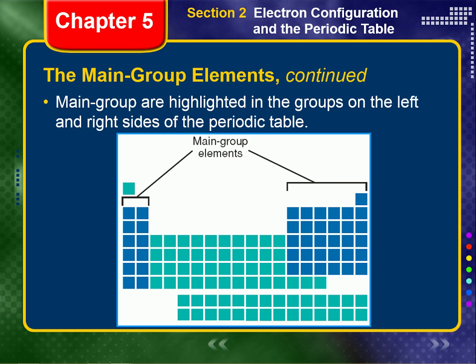So here's a diagram or a graphic representing the main groups. They're highlighted here in blue, right? And they are on the left and right side of the periodic table. So this is the S block, and this is the P block. And so the D block elements as well as the F block elements are not considered to be part of the main group elements, the representative elements.